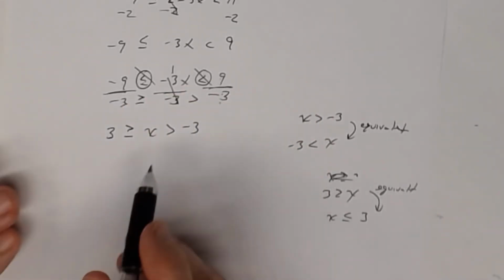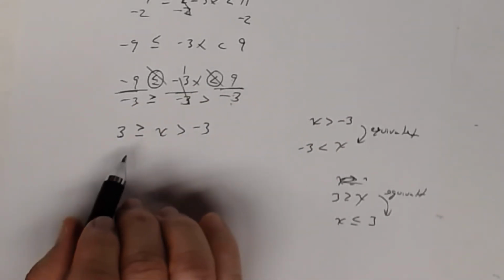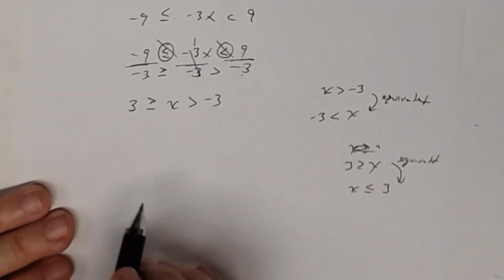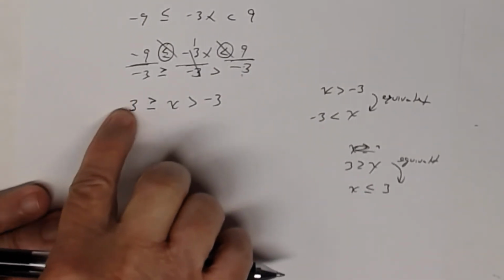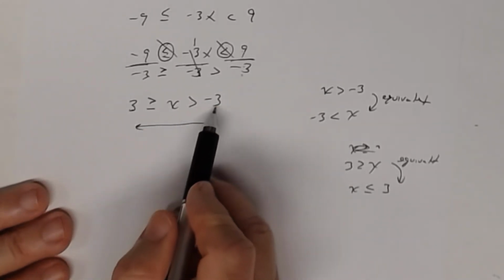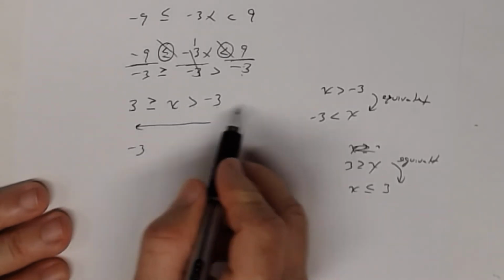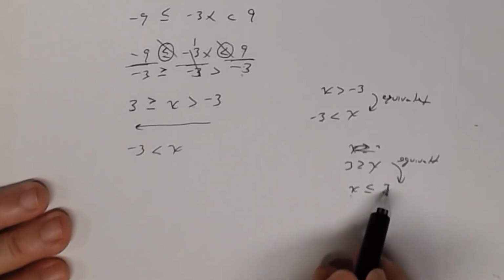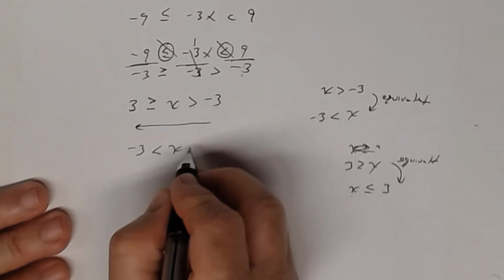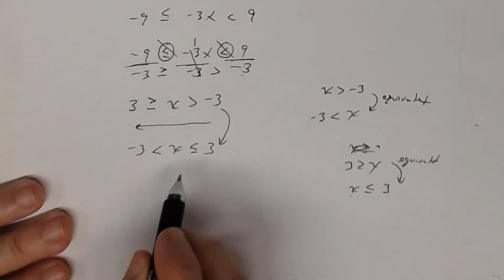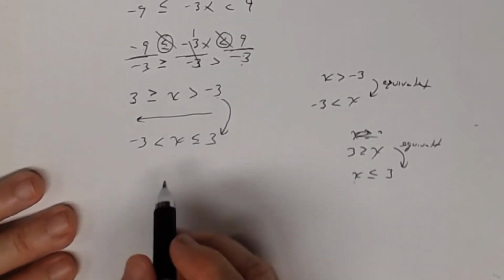And I'm making this point here because when you graph this, or when you write this in interval notation, which is what they asked you to do here, you need to write it from smallest to largest. But 3 is not the smallest. Negative 3 is the smallest. So you have to rewrite it backwards. So if x is greater than negative 3, that means negative 3 is less than x, and also x has to be less than or equal to 3, right? And that is how you want to write this, so that way you don't make mistakes.